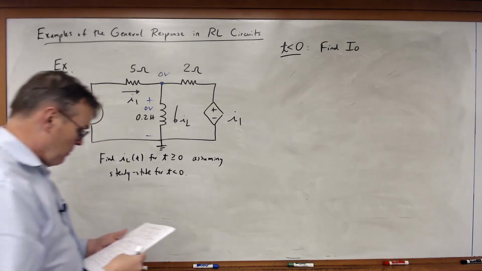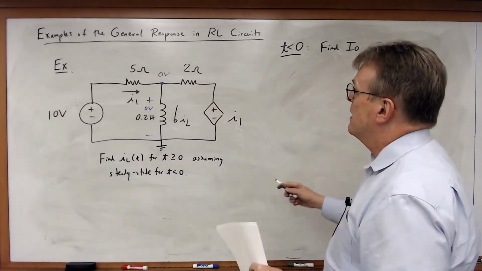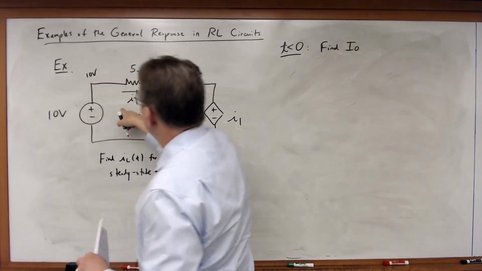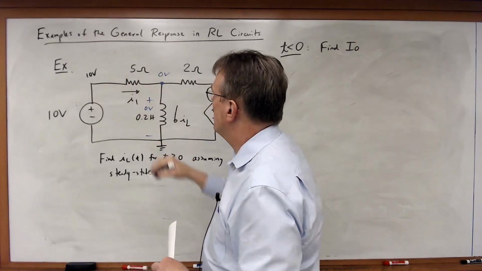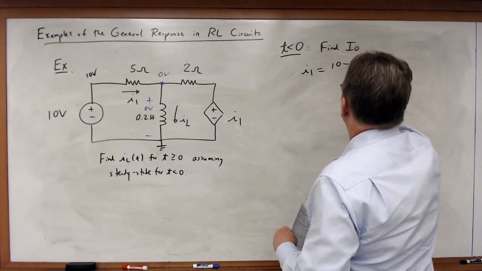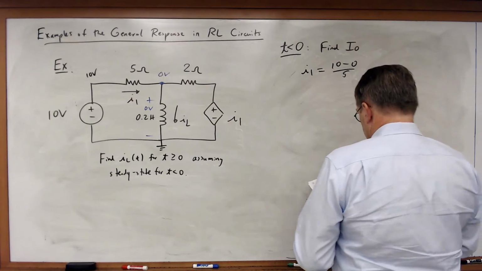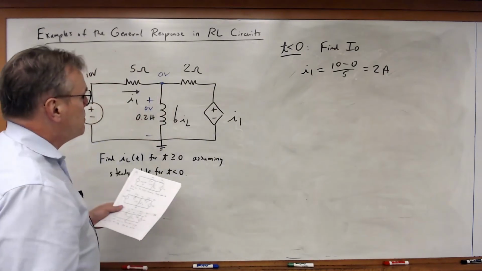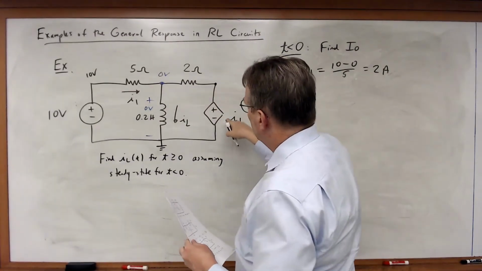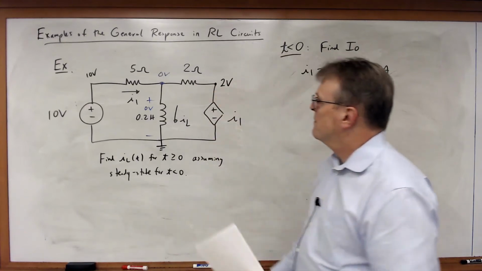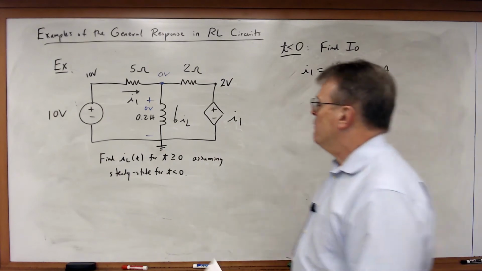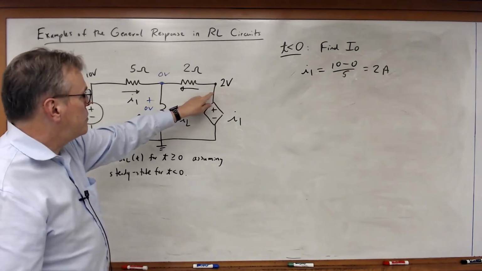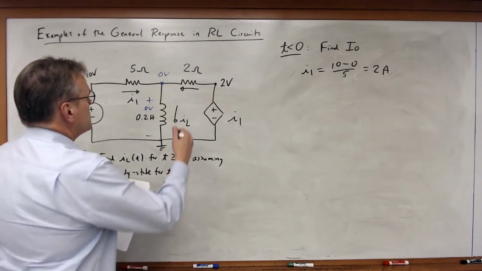And so in this case, I1, if this is 10 volts here, then I1 must be equal to 10 minus 0 divided by 5, which means it must be equal to 2 amps. So I1 is equal to 2 amps. That means I've got a current-controlled voltage source. I must have 2 volts at that node. And therefore, what is this current? Well, in this case, the current must be equal to 2 minus 0 over 2. That must be equal to 1 amp.